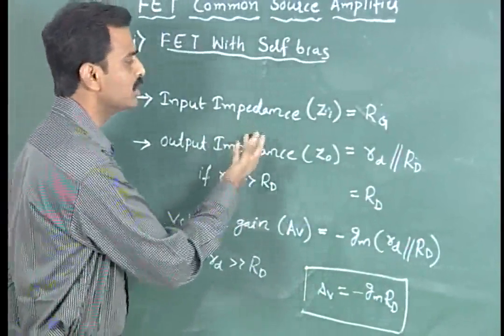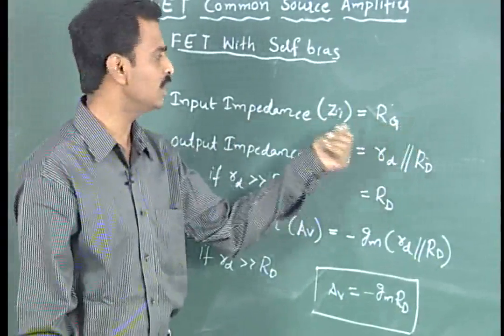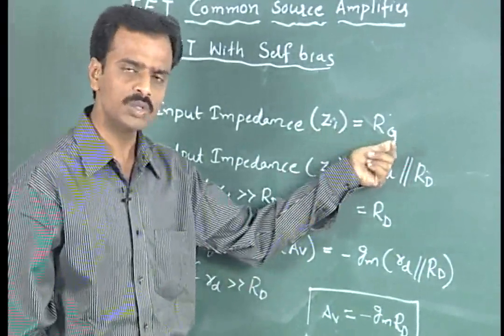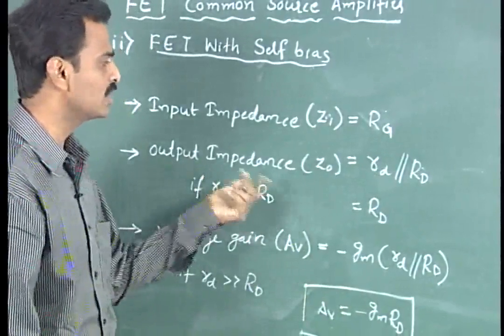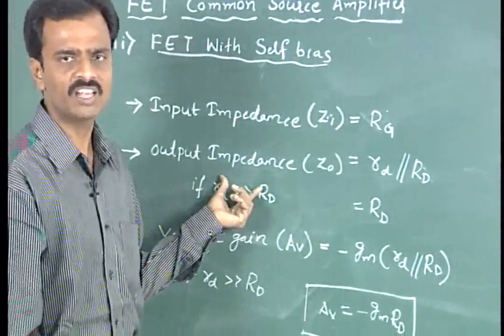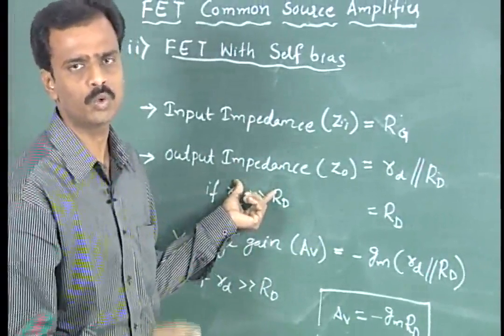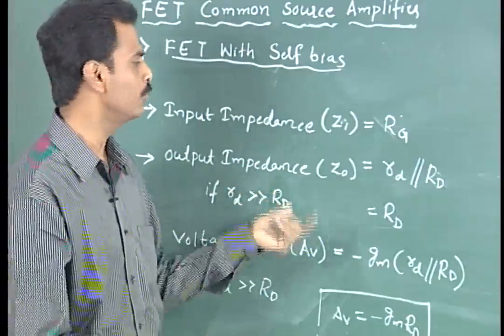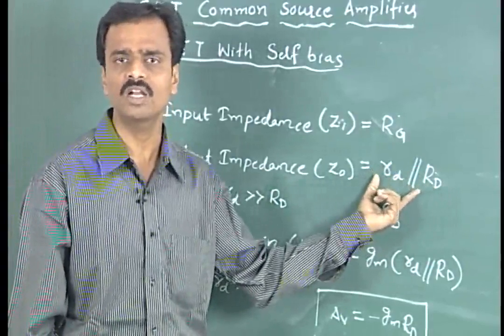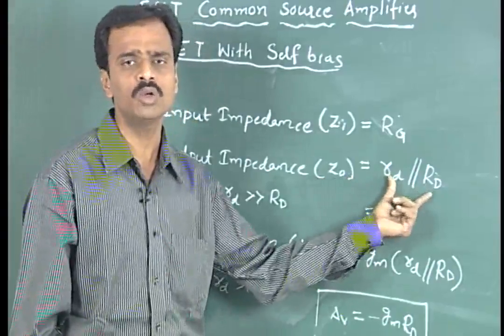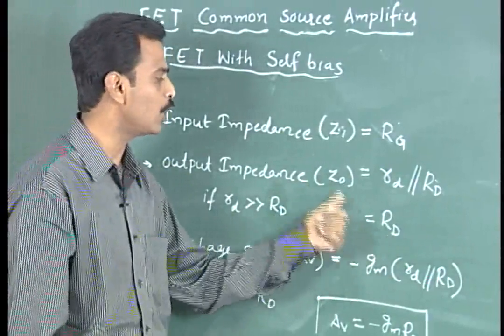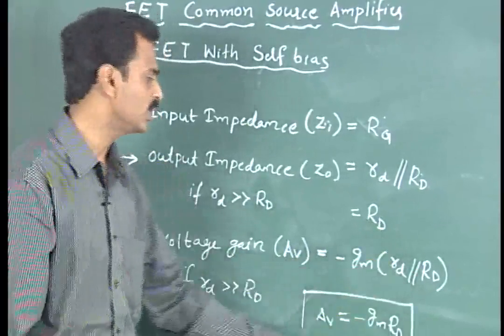To calculate the input impedance, if you look from the input of the circuit, the input impedance will be only due to the gate resistance. So Zi is equal to RG. Second, the output impedance. If we look from the output of the equivalent circuit, obviously the input voltage Vi will be equal to 0, and hence VGS, the voltage between the gate and source, will also be equal to 0. Because of this we get the output impedance only due to the resistances rd and RD, as those two are in parallel. So the total output impedance is equal to RD parallel with rd. If rd is very much greater than RD, then the output impedance will be only due to RD, that is the drain resistance.